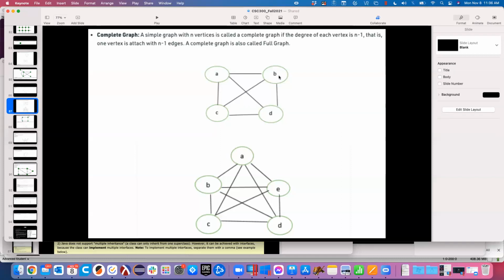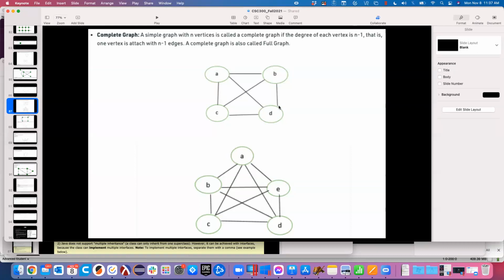That's 3. B is attached to A, to C, to D. That's 3. D is attached to B, to C, to A. That's 3. C is attached to A, to B, to D. That's 3. So every single vertex in this graph is attached to n minus 1, where n is the total number of vertices. So it will be considered a complete graph.